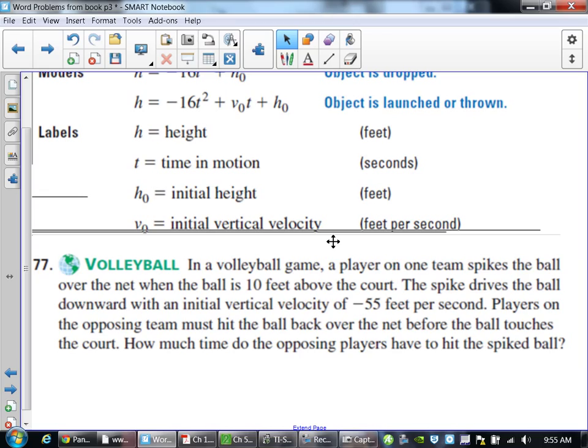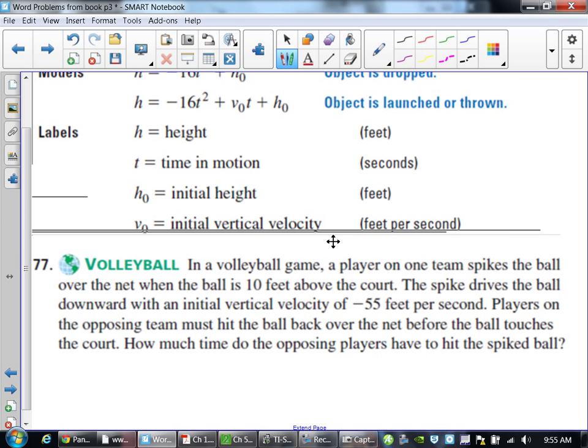So you're trying to figure out this time value. This t value is what you're trying to solve for. Now, if I'm looking at this t value, was this ball dropped, or was it hit with an initial velocity? So therefore, I'm going to use that second model. That's the negative 16 t squared.